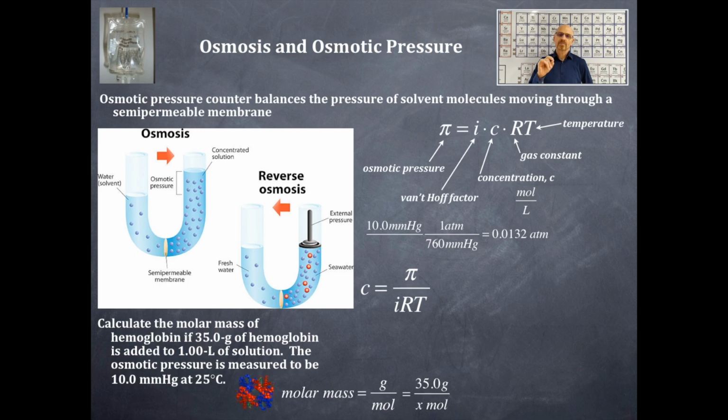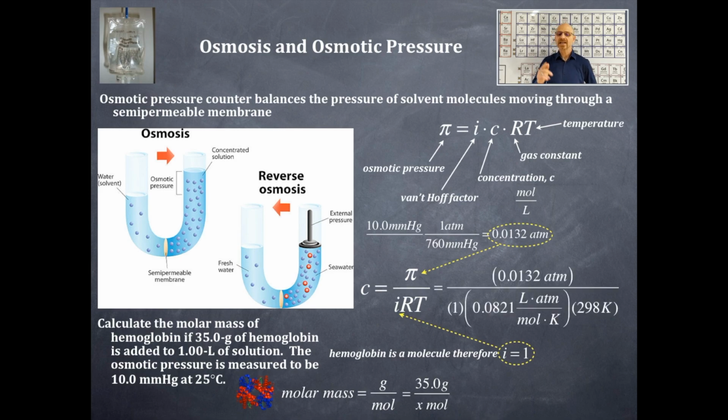So the pi, the osmotic pressure here, I'm going to take the 10 millimeters of mercury, and I'm going to convert this into atmospheres with this unit conversion. And that's going to go right there in the numerator term. The Van 't Hoff factor for hemoglobin is 1 because it's a molecule, it is not an ionic compound, and that is going to go right there. Then I have the gas constant and I have the temperature. I've converted my 25 degrees Celsius into Kelvin, that's by adding 273.15. I have the value of i, that's 1, and the 0.0821 liter atmospheres per mole Kelvin.